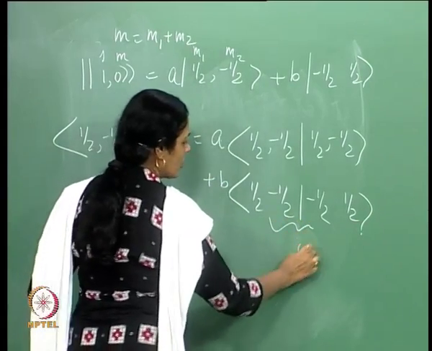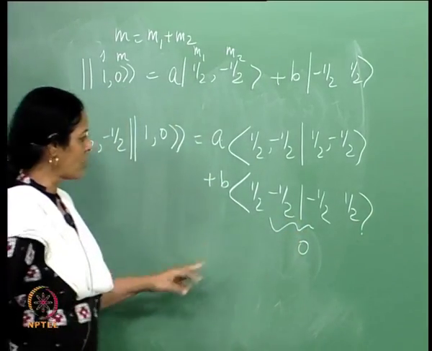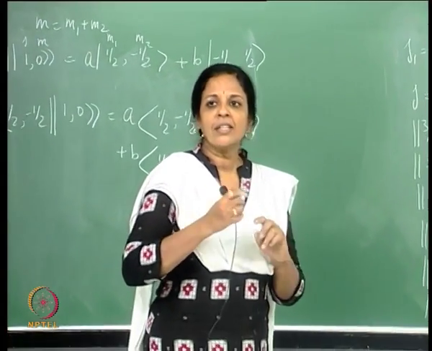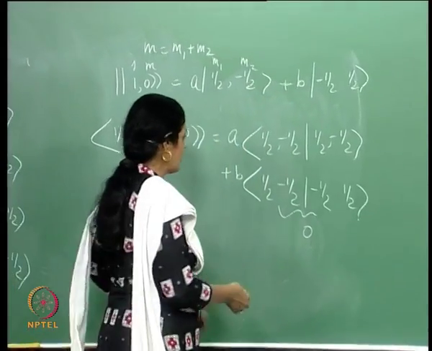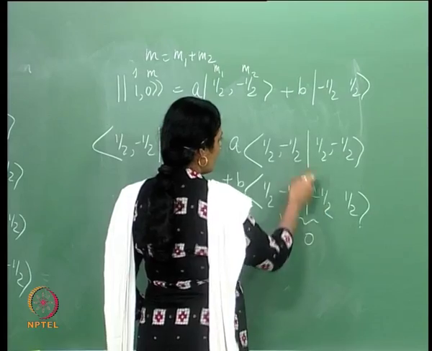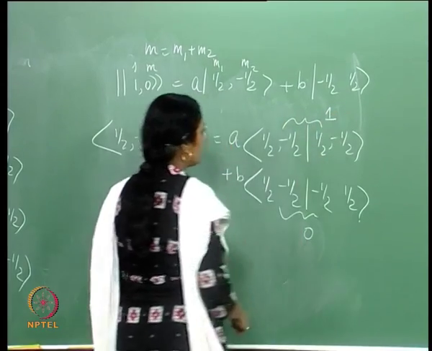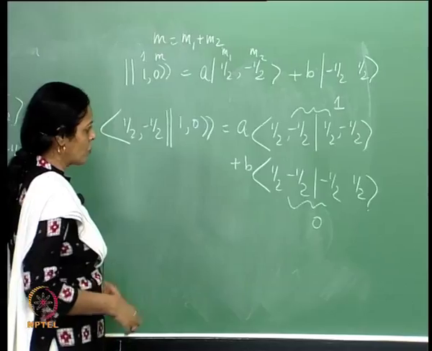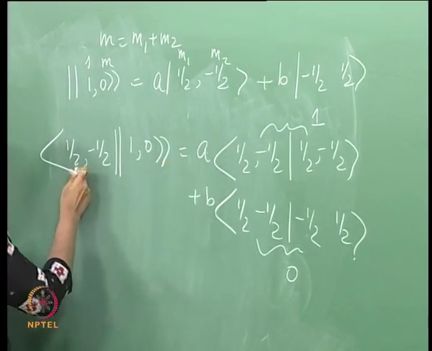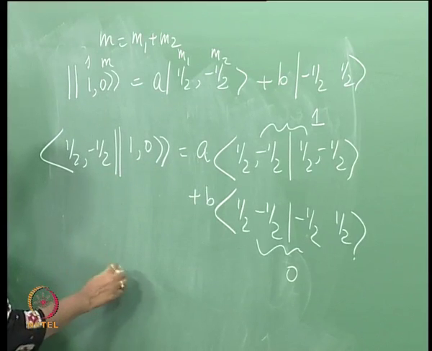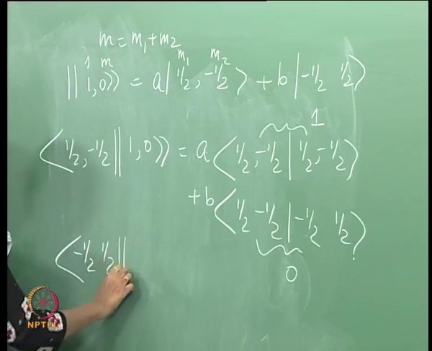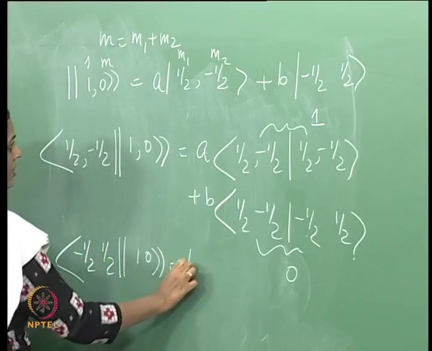But these are orthogonal states. They have different quantum numbers. Two states are orthogonal, are distinct states if at least one label is different between the two states, and here the M1 labels are different, whereas this is 1 because I have normalized all states to 1, that is the assumption, and therefore A is simply this object. Similarly, B is minus half half with 1 0, this inner product is B.